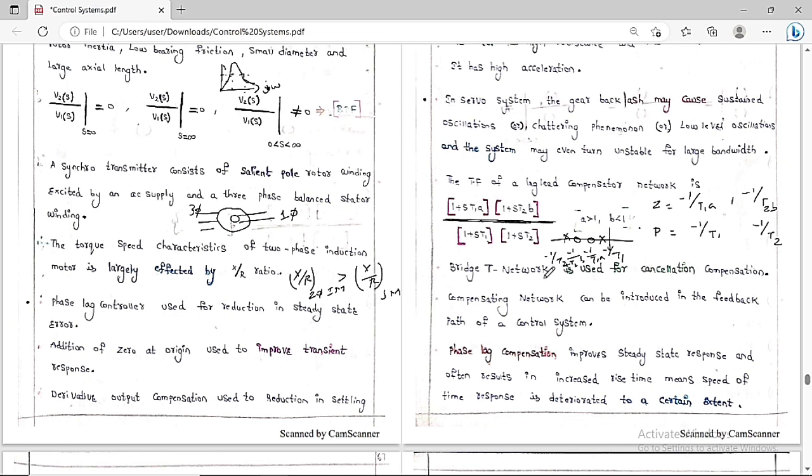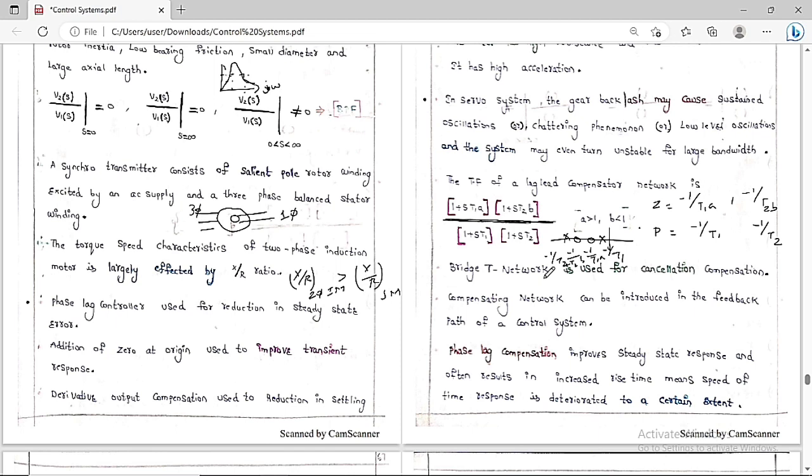The next one is, a bridged T network is basically used for the cancellation compensation.